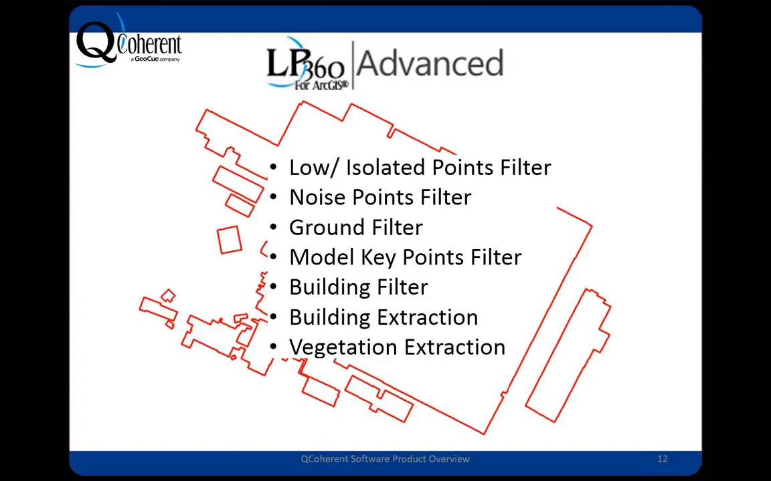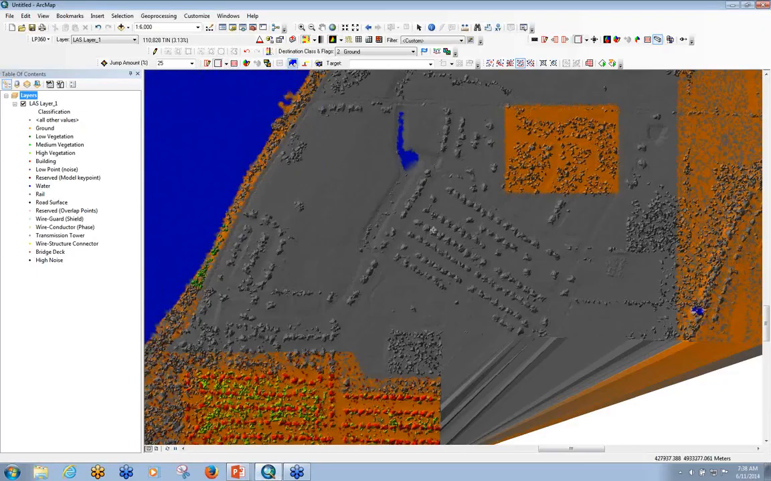All right, thanks, Jordan. We're going to go ahead and move on to the final license level inside of LP360 and take a look at our advanced features. Our advanced license level is the home of all of our automatic tasks, so the ability to automatically classify ground and buildings, as well as some other features, and then also the creation of building footprints and vegetation footprints. We have some automatic processes for those as well.